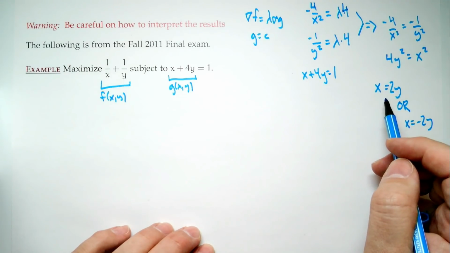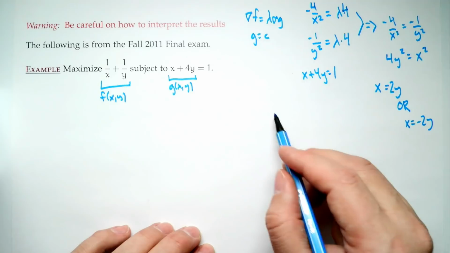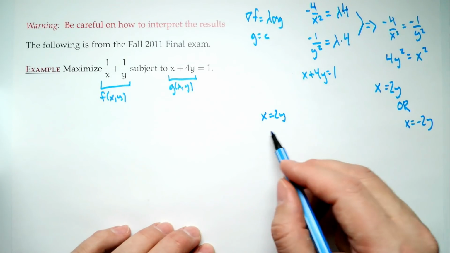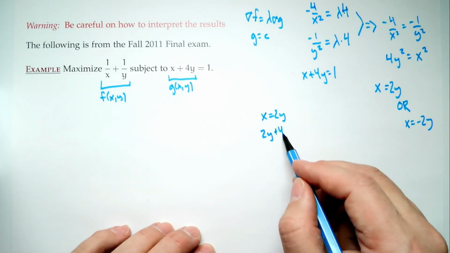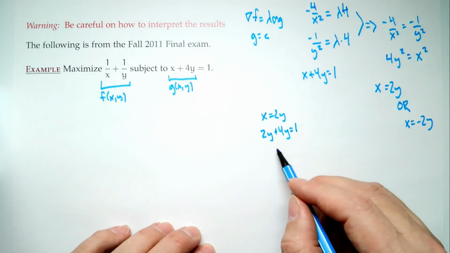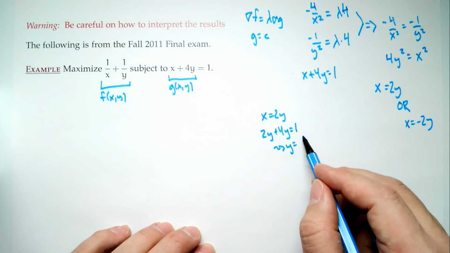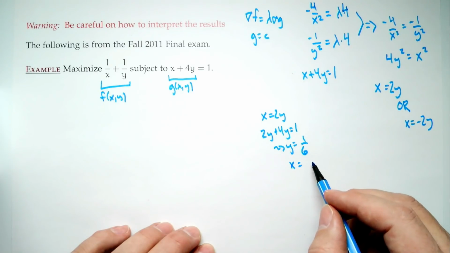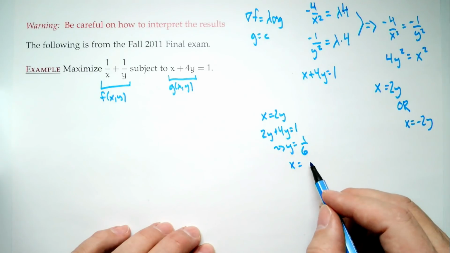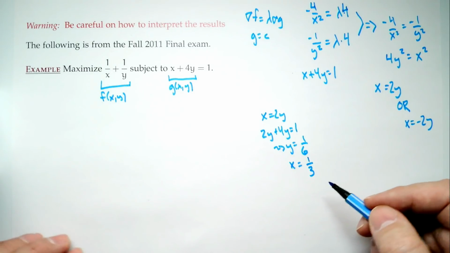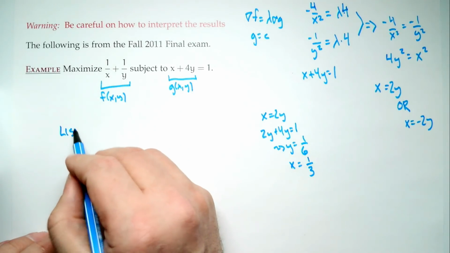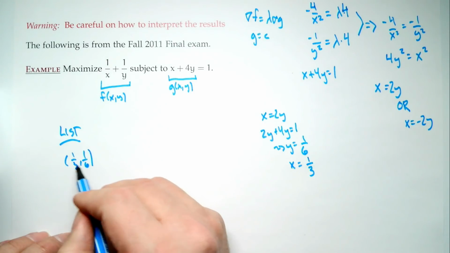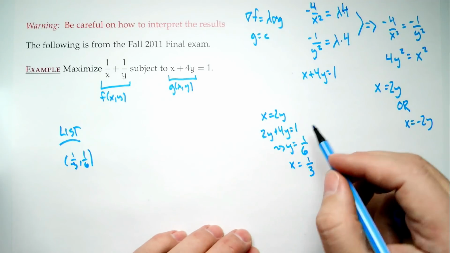So if x equals 2y, so let's see that one. If x equals 2y, we're going to get 2y plus 4y equals 1. So what does that say about y? Y is 1/6. And what does that say about x? Just twice that. 1/3. Okay, so on our list, 1/3, 1/6.